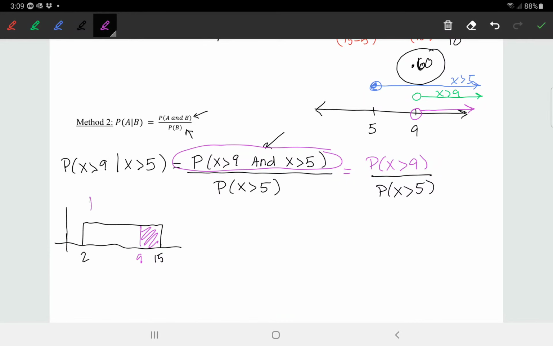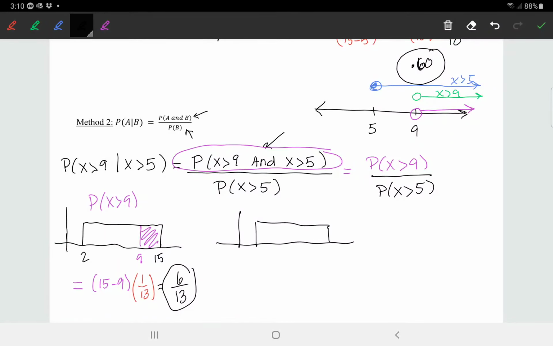So the probability that x is greater than 9, that has the base. So the base goes in between 15 and 9, and the height. Now the height stays the same because we're using the original sample space. So 1 over b minus a, which is 1 over 13. And when we're done calculating this, we get 6 over 13. So that is the probability that x is greater than 9.